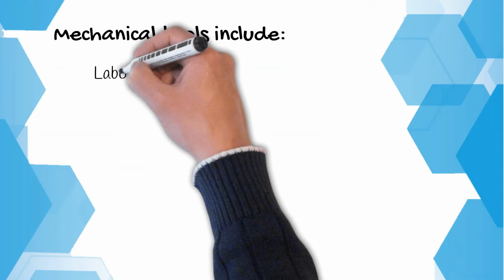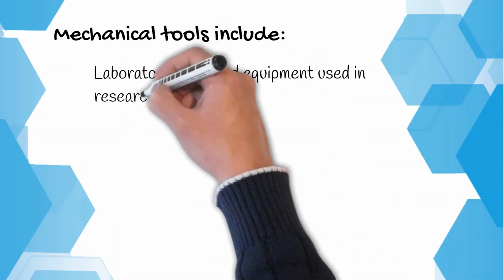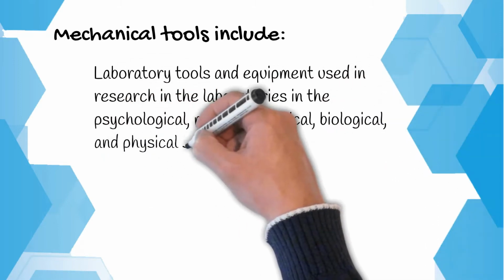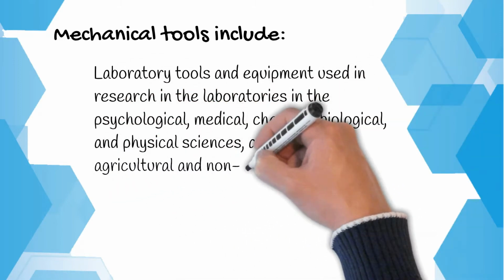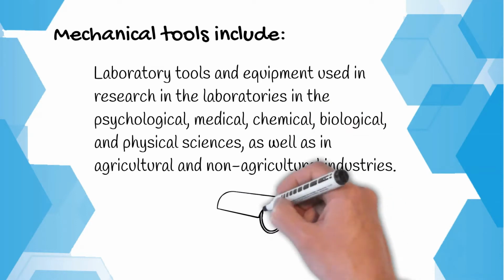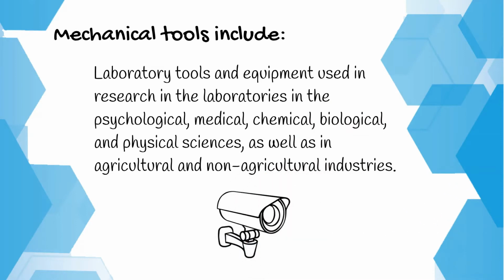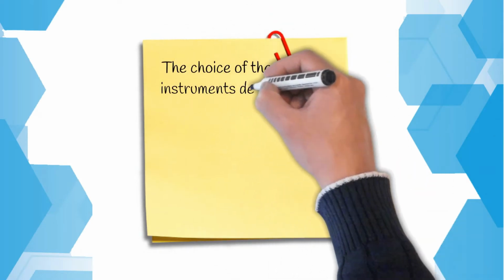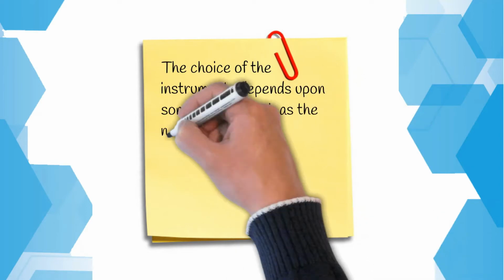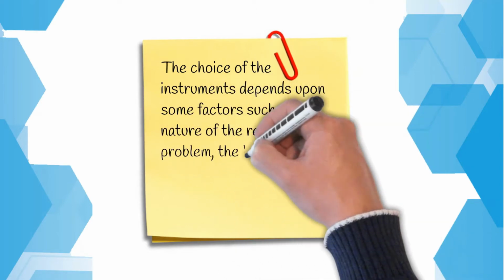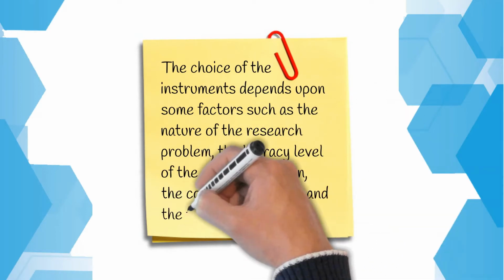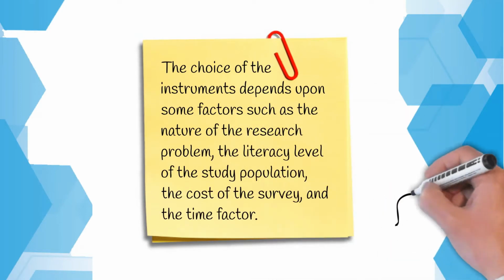Then we have mechanical tools, which include laboratory tools and equipment used in research in the laboratories in the psychological, medical, chemical, biological, and physical sciences, as well as in agricultural and non-agricultural industries. The choice of the instruments depends upon some factors such as the nature of the research problem, the literacy level of the study population, the cost of the survey, and the time factor.